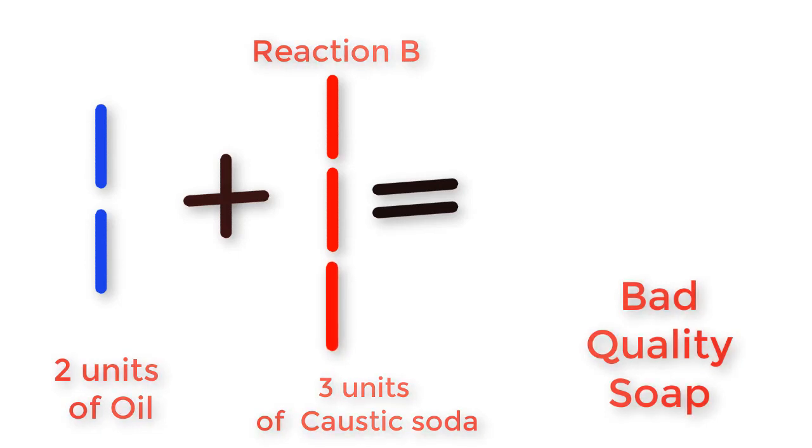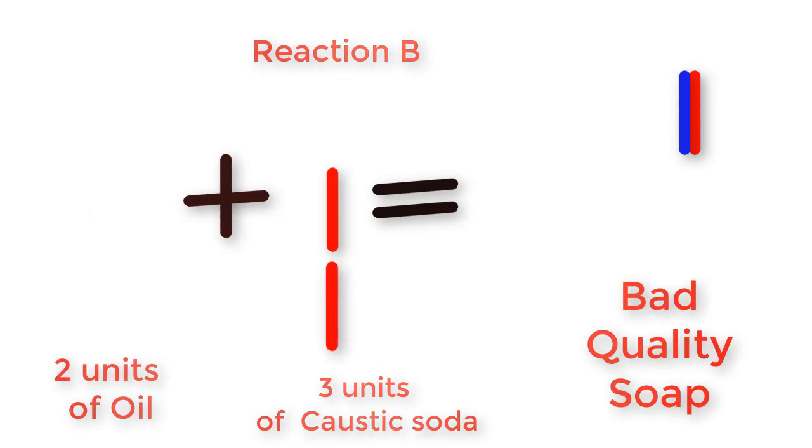2 units of oil combined with 3 units of caustic soda. So let's see why it is going to give us a bad quality soap. 1 unit of oil combined with another unit of caustic soda to give a unit of soap. Another unit of oil combined with another unit of caustic soda, CS, to form a unit of soap.